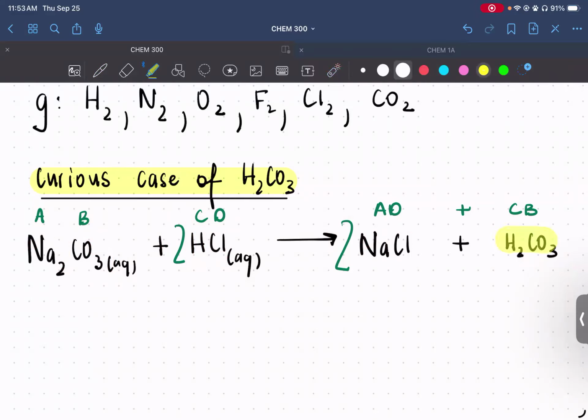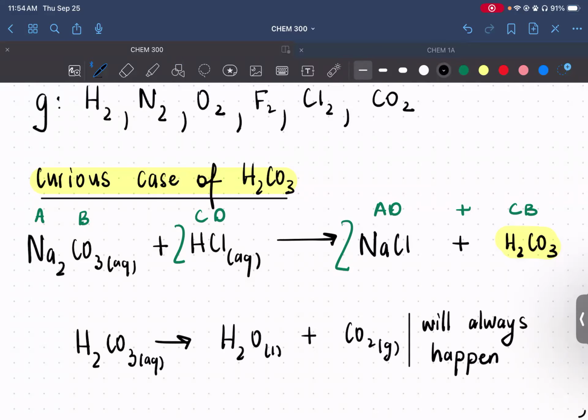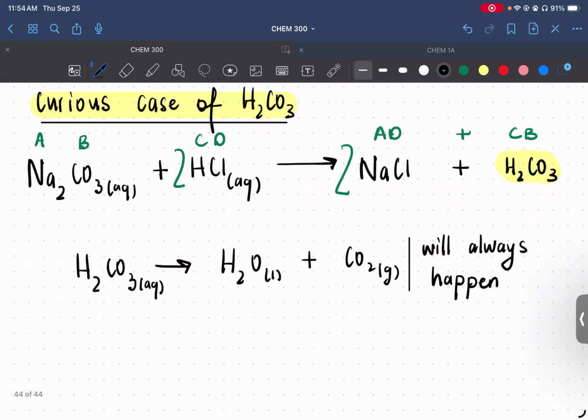Now, something special happens to H2CO3. Whenever H2CO3 is formed, it will always decompose into H2O and CO2 gas. Whenever H2CO3 is formed, this will always happen. So the reaction I've written up above is technically incomplete because, as I just pointed out, this will decompose.